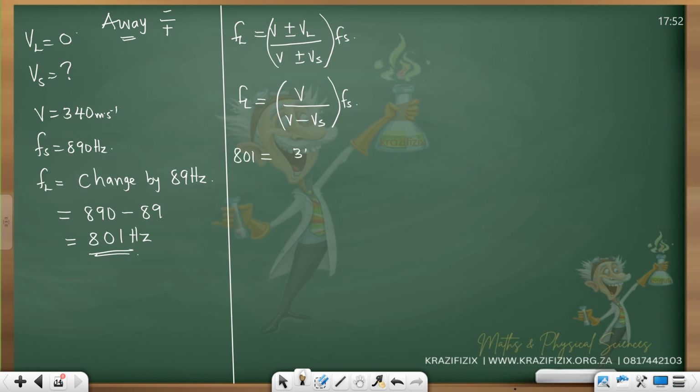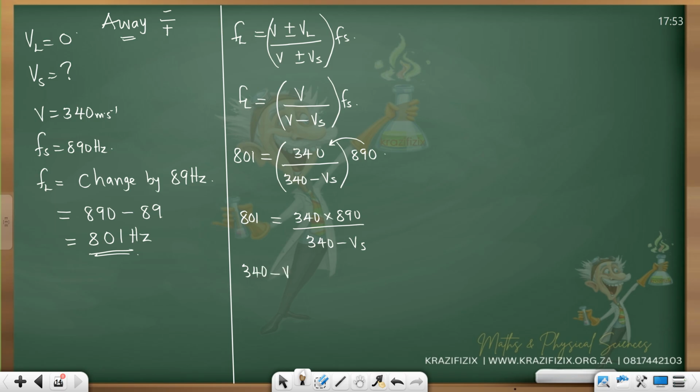801 equals 340 over 340 minus VS. And what would this be? 890. Let's do the maths together, everybody. There are 2 ways of doing this maths. What I need you to see is that this one will multiply that. So let me make the maths very easy. Look at this: 340 times 890 over... you know I don't like calculators, right? So I'm going to do something. I'm going to swap both numbers.